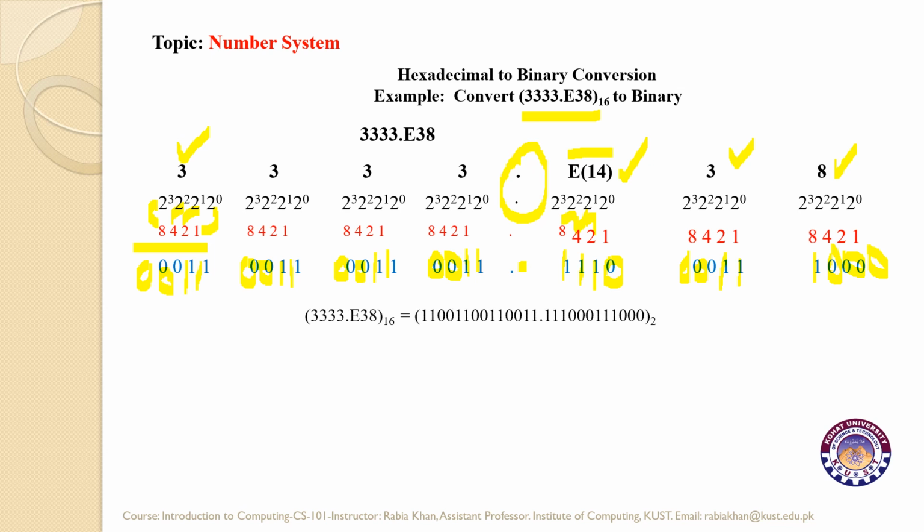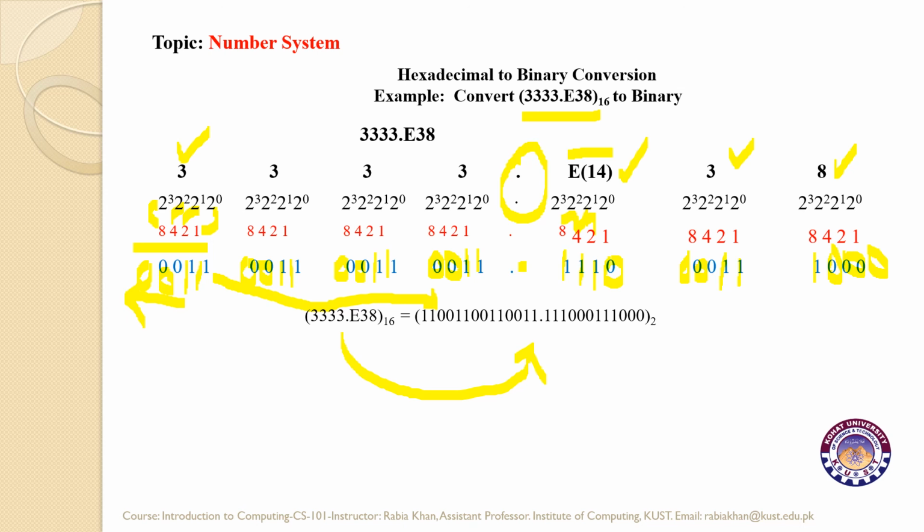After merging up, the answer is 3333.E38 in base 16 is equal to this. First 3 is 0011. Here you can see I have skipped the two zeros. You can write these two zeros towards the left of the decimal point, but they are least significant, so you can skip them.